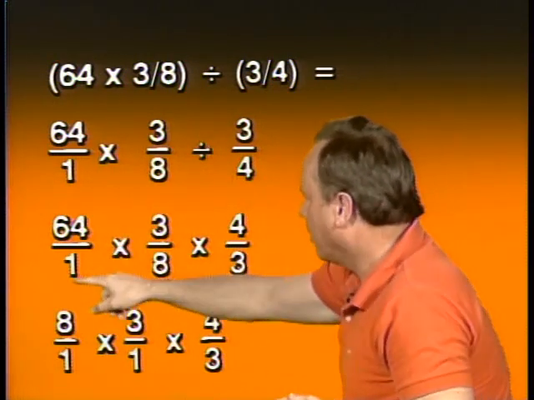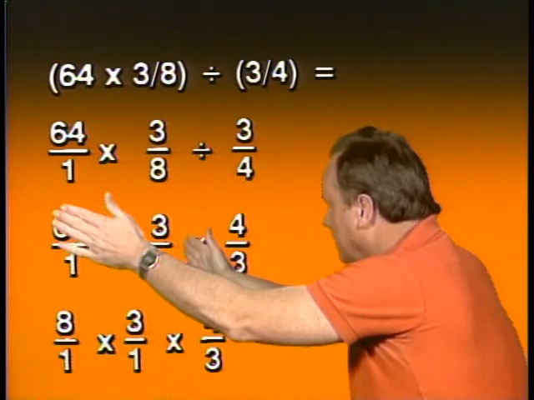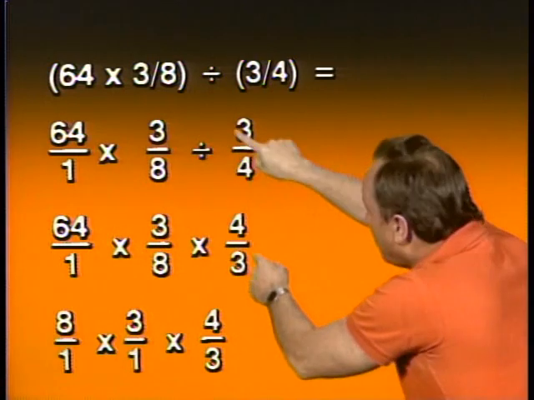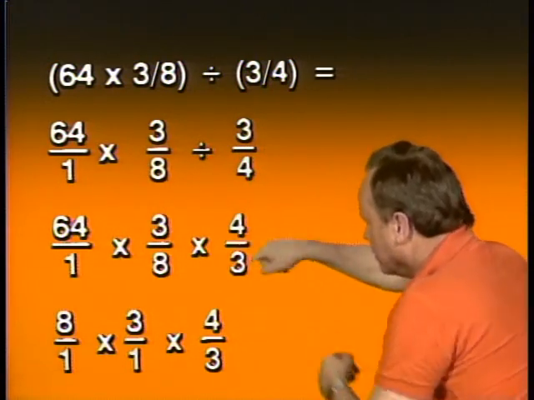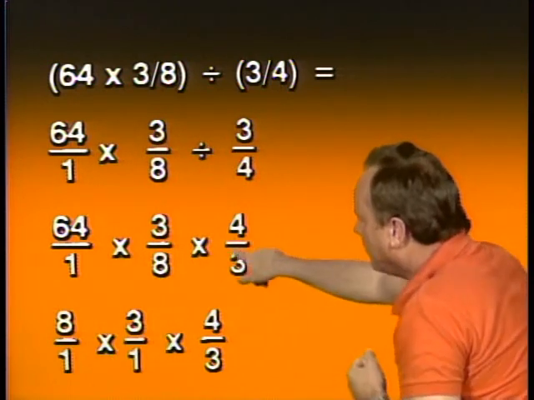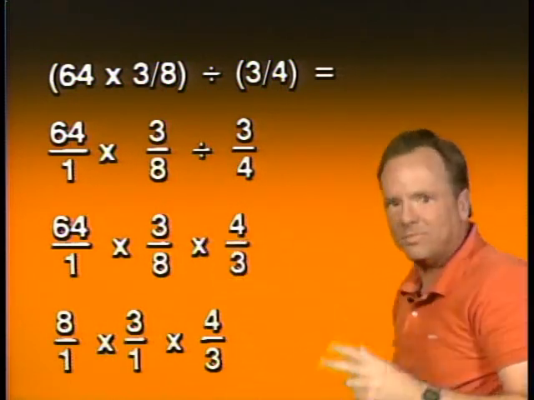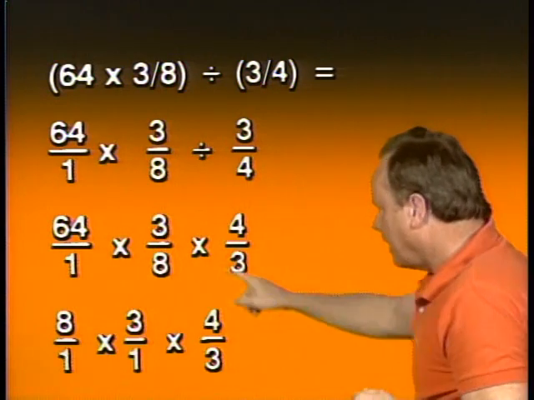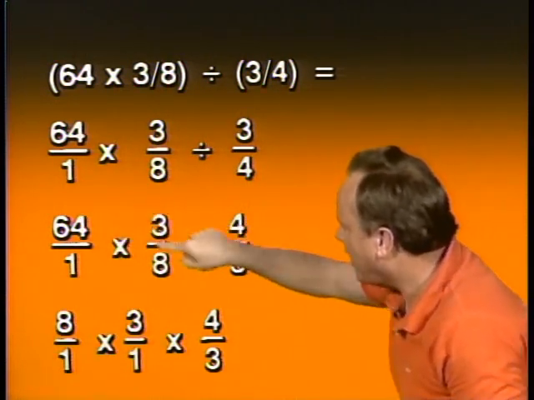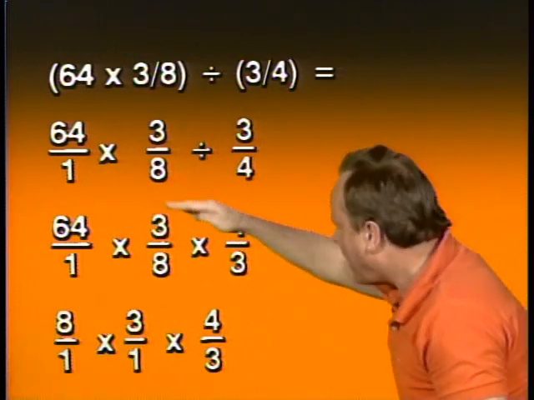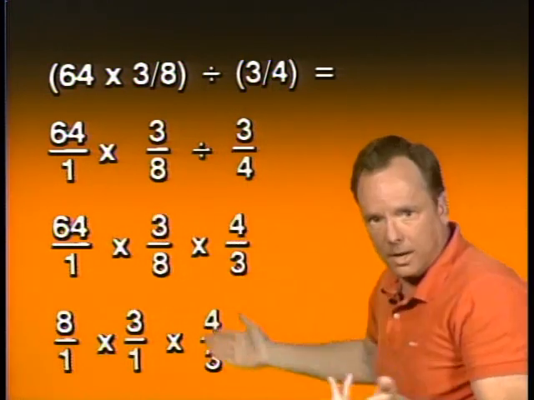Now, 64 over 1 times 3/8, everything stays the same. But to divide by 3/4, what do you do? You multiply times 4/3. Just flip this thing around and make it 4/3, and now you can multiply. That's easy, isn't it? All right. Now, let's take a look at what we did here. We have a 64 and an 8. You can divide both of these. You can divide, by the way, the top and bottom of all this, and it comes out the same.